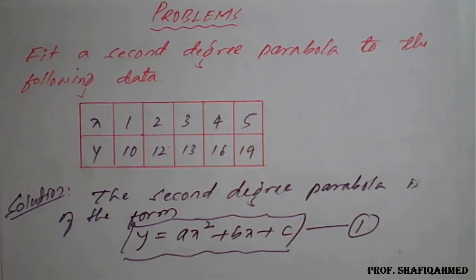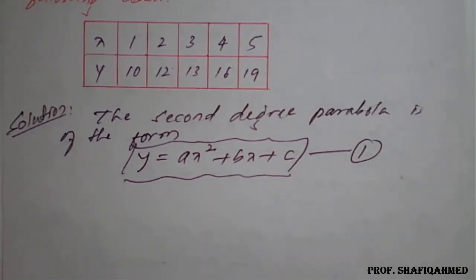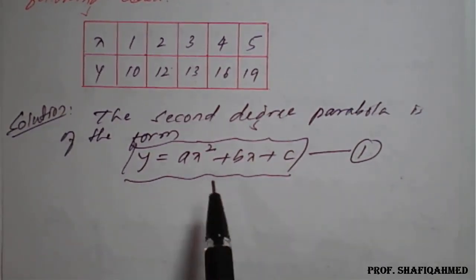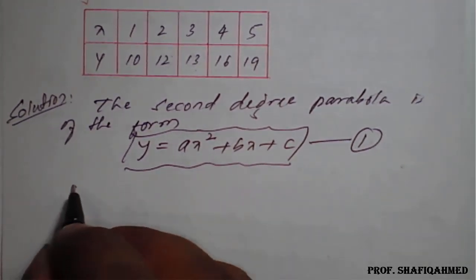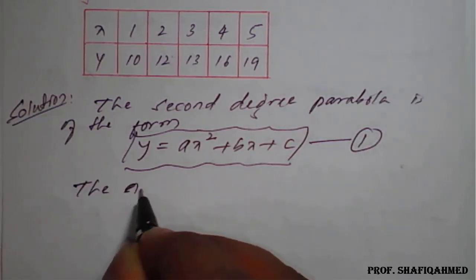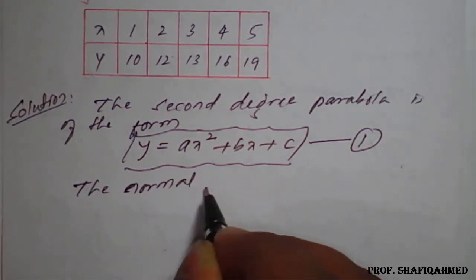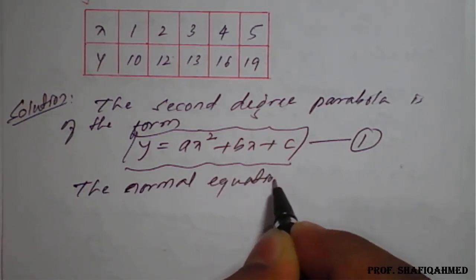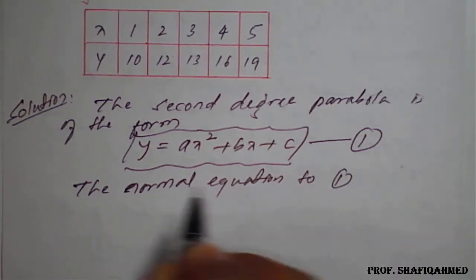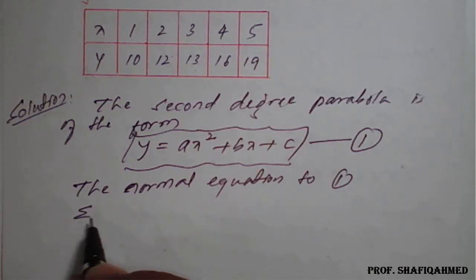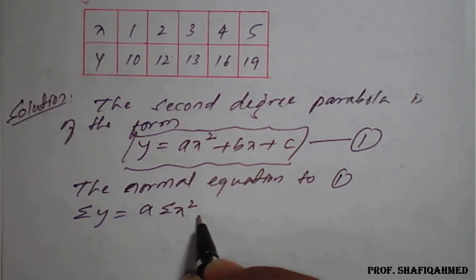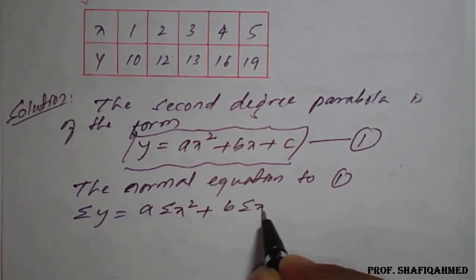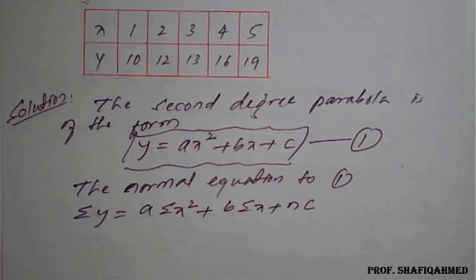So here also we need to prepare a normal equation for this, and we have to get the values of a, b, c after simplifying that. So the normal equation to 1: multiply summation on both sides. Summation y is equal to a into summation of x square plus b into summation of x plus n into c. Then multiply both sides by x here.